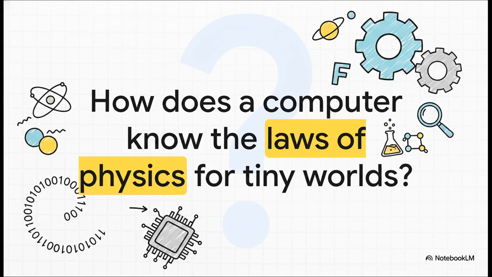A computer, it's just a machine, right? It's running on ones and zeros. So how on earth does it know how two atoms are supposed to push or pull on each other? How does it know the fundamental rules of chemistry and physics? Well, let's get into it.